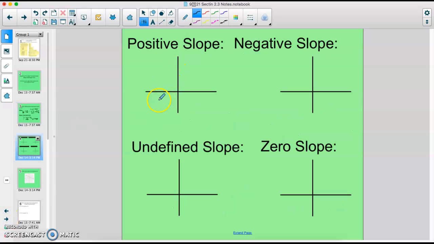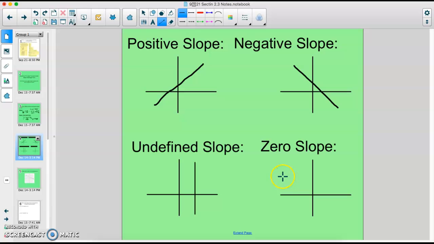Okay, so if we have positive slope, it is going up from left to right. If we have negative slope, it is going down from left to right. Undefined slope is just a vertical line. That's not a very good vertical line. Let me redo that. We'll get out our line tool here. It's just a vertical line. Okay, and zero slope is a horizontal line.